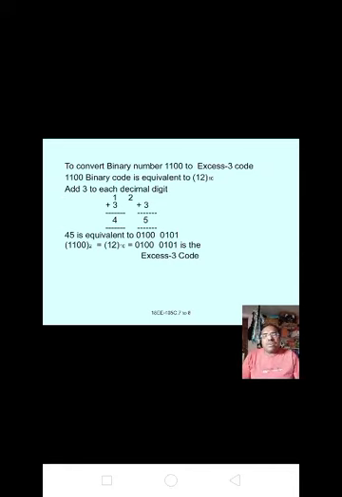That is, to convert a binary number 1100 to XS3 code. 1100 is a binary code which is equivalent to the decimal number 12. Once again I am repeating, we want to convert 1100 to XS3 code. For that, first of all we want to convert it into decimal. 1100 is 12 base 10.